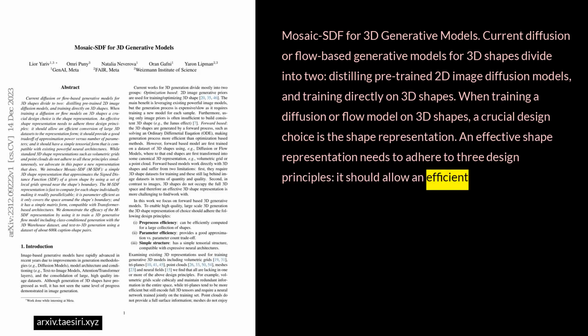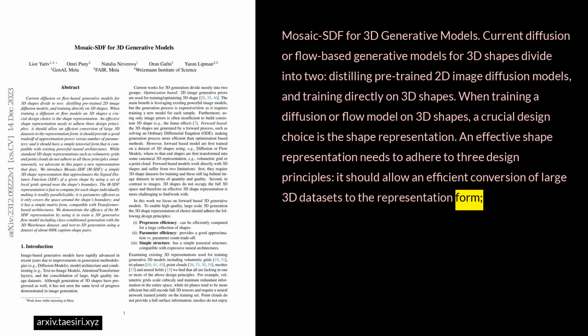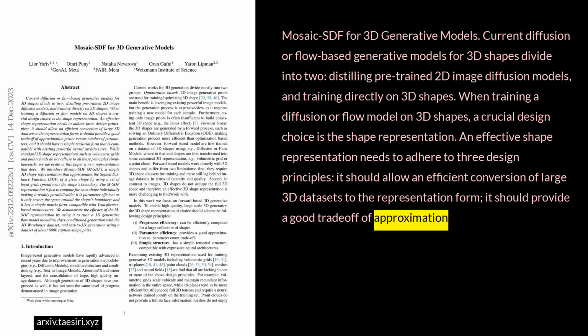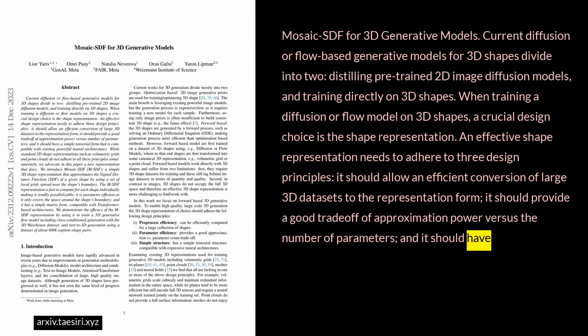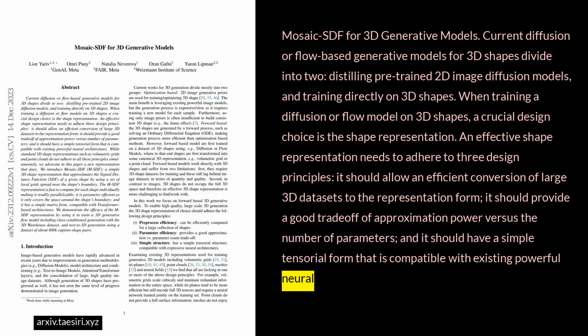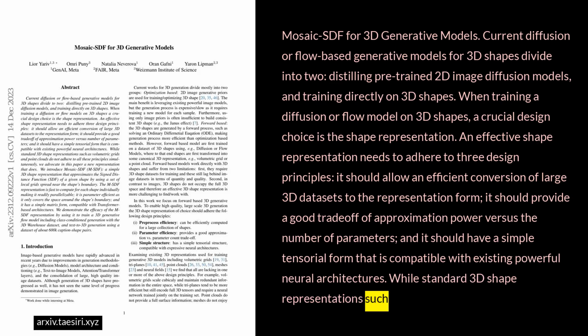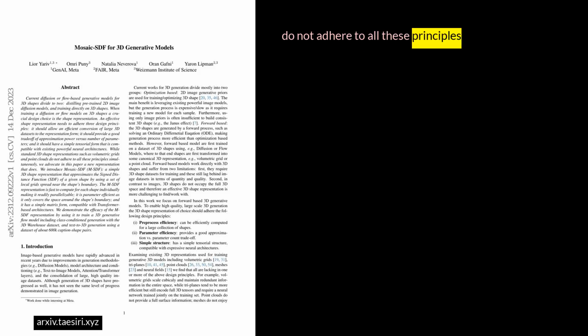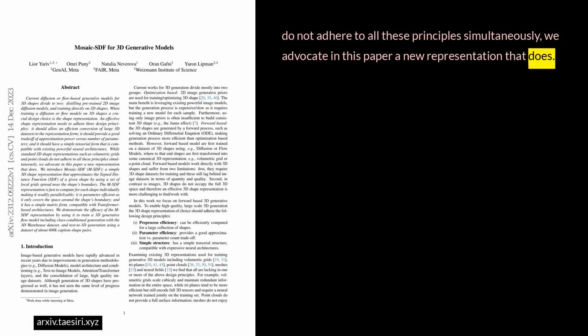It should allow an efficient conversion of large 3D datasets to the representation form. It should provide a good trade-off of approximation power versus the number of parameters. And it should have a simple tensorial form that is compatible with existing powerful neural architectures. While standard 3D shape representations such as volumetric grids and point clouds do not adhere to all these principles simultaneously, we advocate in this paper a new representation that does.